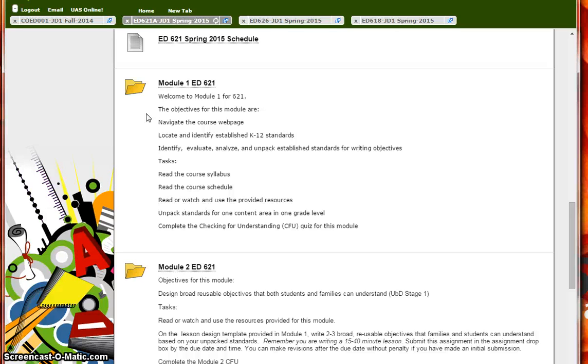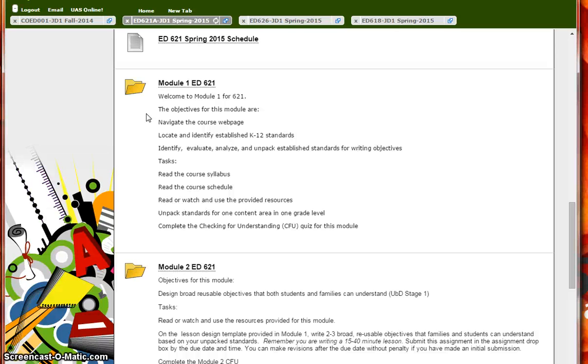So unpacking standards for one content area and one grade level is not writing objectives. You will do that in Module 2. Module 1, we need to find those raw standards and turn them into something that we can use. We're going to unpack them, and I'm going to talk a little bit more about that.